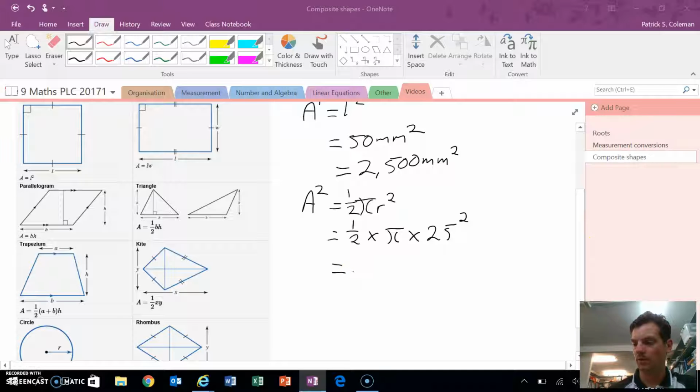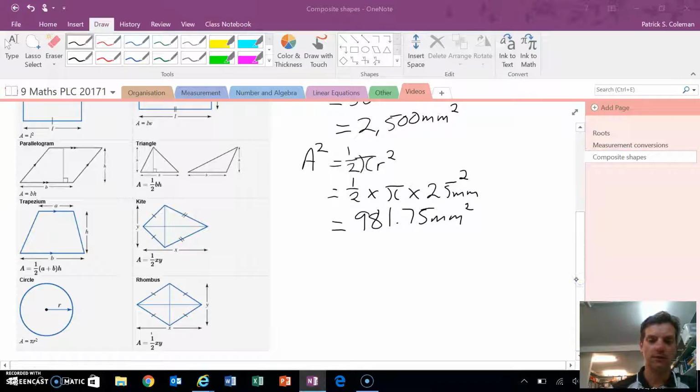And again, we pop that into our calculator. 981.75. And we're just going to adjust that to 2 decimal places, and we should be saying that the unit is millimeters squared. So we haven't quite finished, we've actually got to add the areas together. So total area equals A1 plus A2.